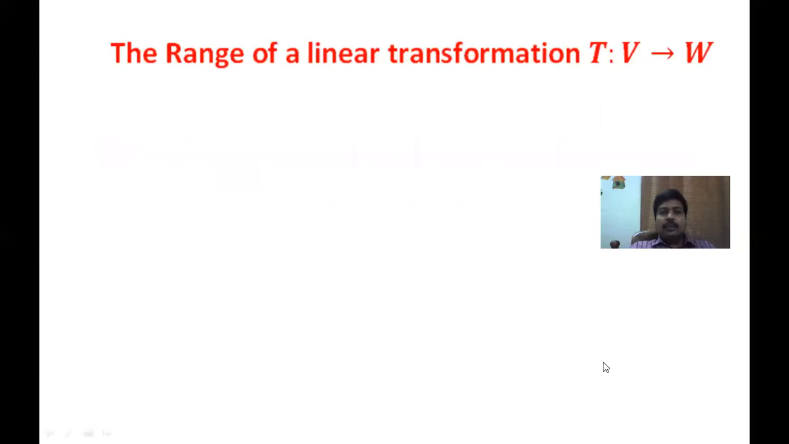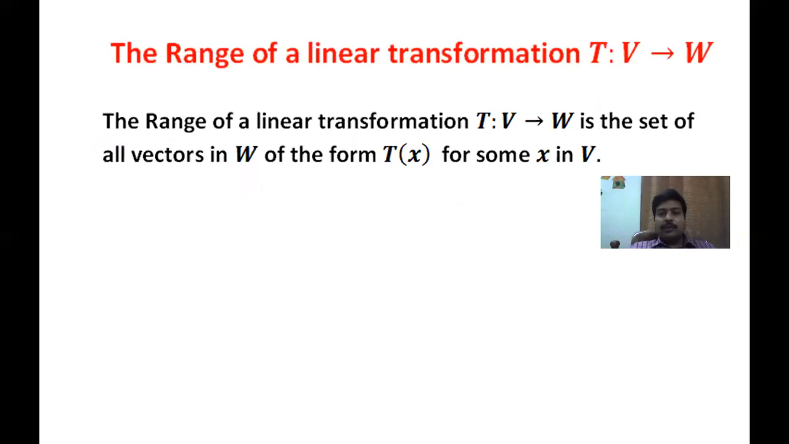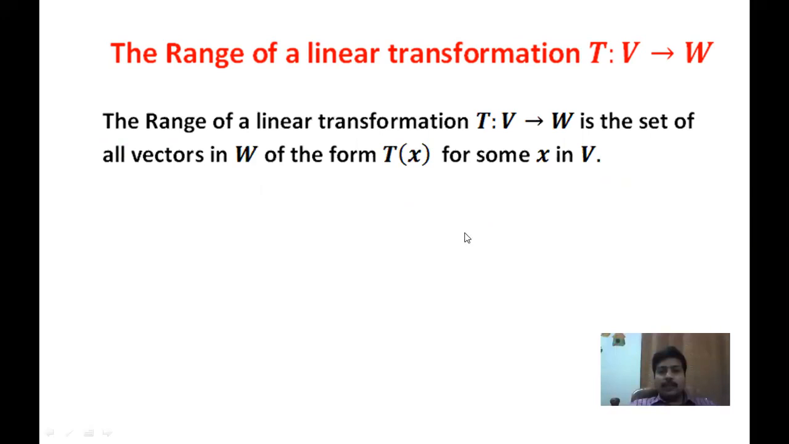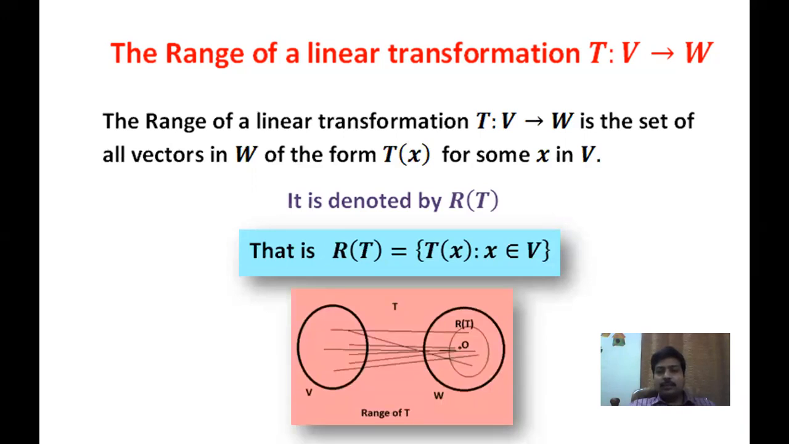and the range of a linear transformation T from V to W. The range of a linear transformation T from V to W is the set of all vectors in W of the form T of x for some x in V. So range of a linear transformation is a subset of W. It is denoted by R of T, that is range of T. That is range of T is equal to the set of T of x such that x belongs to V.